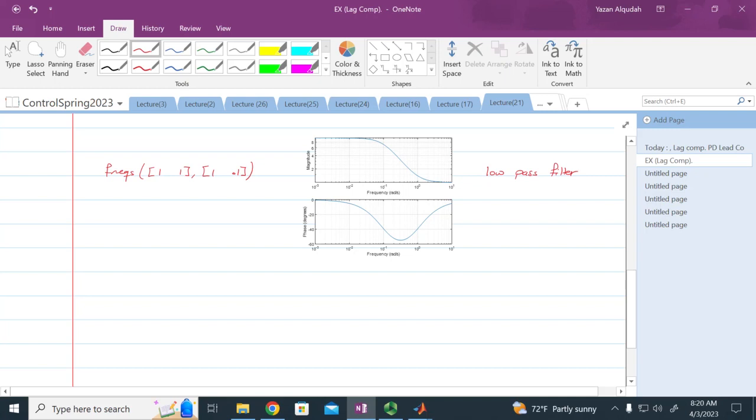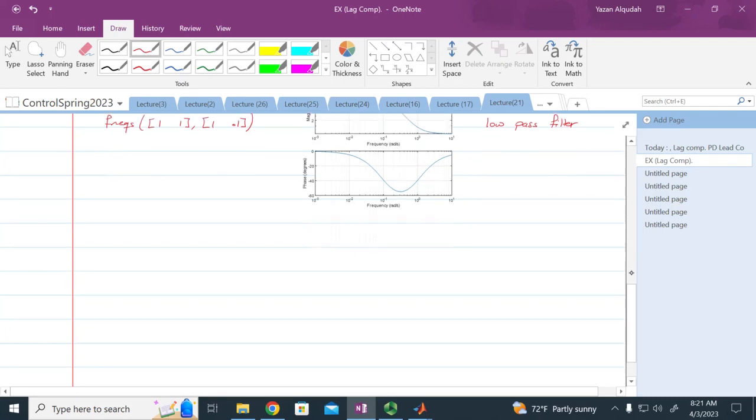So what is it I'm doing in this system with this compensator? I'm taking the error signal and I'm passing it through a low pass filter. And in doing so, what happens to the steady state error? It gets reduced. We reduce the steady state error.